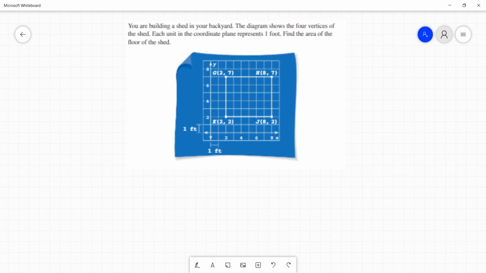You're building a shed in your backyard. The diagram shows the 4 vertices of the shed. Each unit in the coordinate plane represents 1 foot. Find the area of the floor of the shed. Well, that's not that hard because I'm given that this is a rectangle, right? And that's the right is its base. And let me do a different color. The green is its height. It's as simple as that.